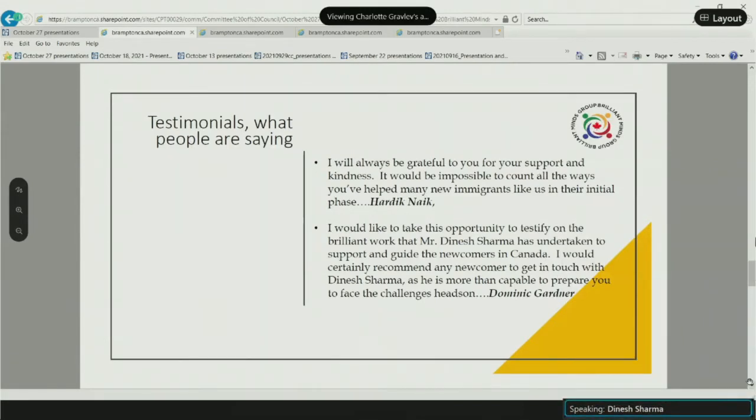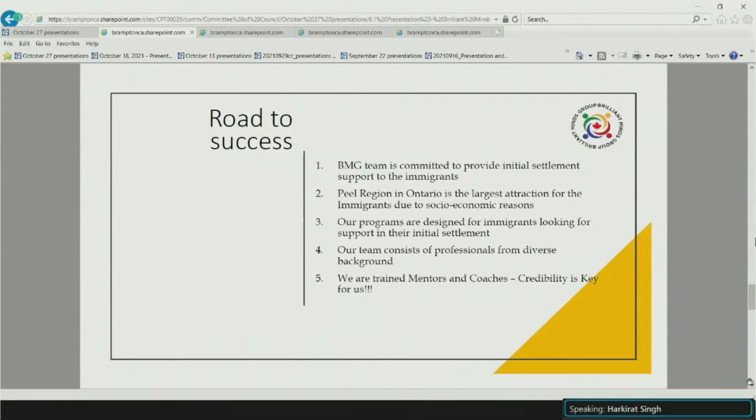Next slide, please. Dinesh, you have 1 minute. Thank you. So, Road to Success, BMG team is committed to provide initial settlement. Peel attracts a lot of immigrants, and within Peel, Brampton attracts a lot of immigrants too. We are trained mentors and coaches. And the last slide, please.